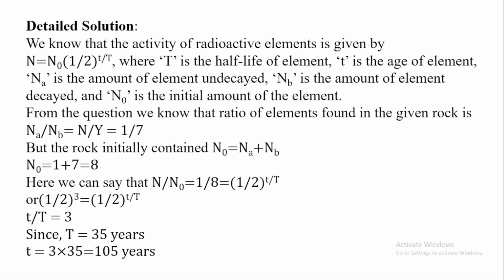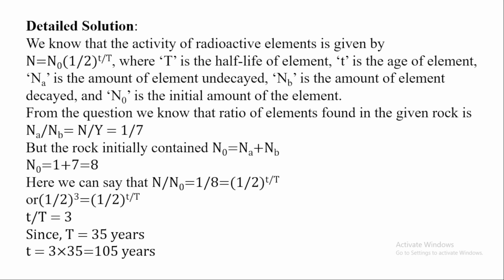I hope this is clear. N is to Y, the ratio is given as 1:7, 1/7. 1 part of N is there and 7 parts of Y. Now those 7 parts of Y have come from N, because N is ultimately decaying into Y. So those 7 parts were also present as N initially. So the initial amount of N present in that rock is 1 plus 7, that is 8 total. The value for N0 can be equal to 8.